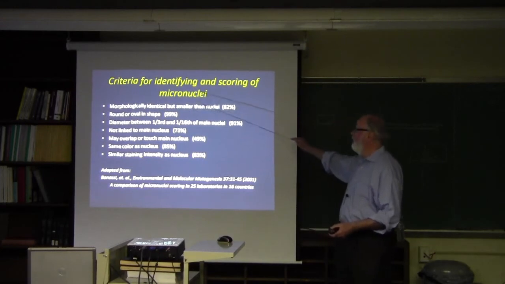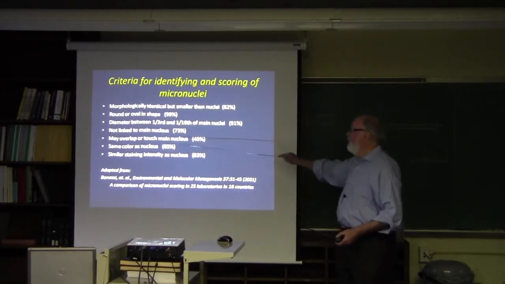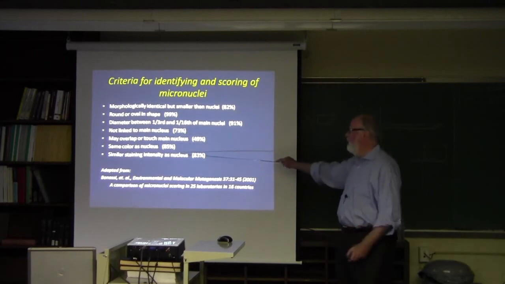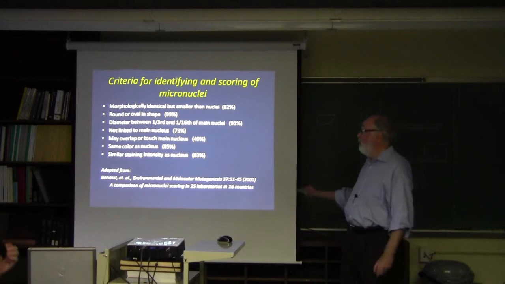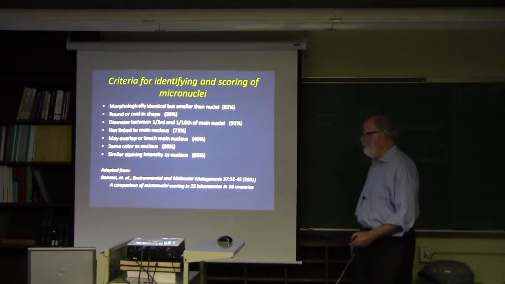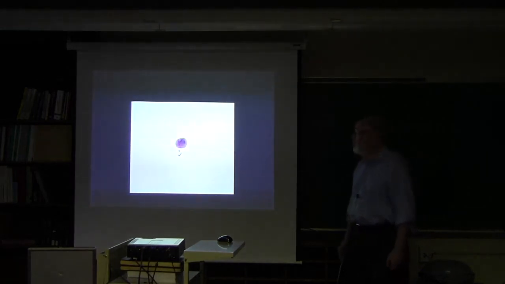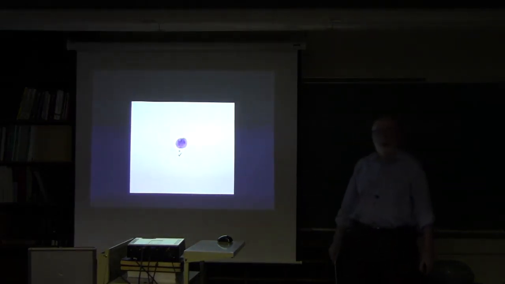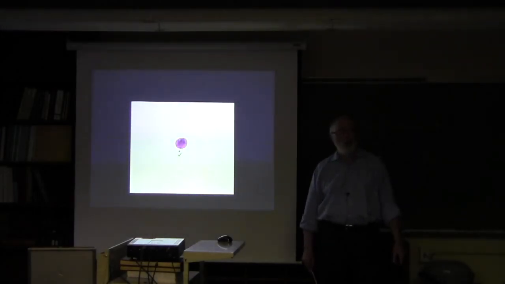Identical but smaller than, round or oval in shape, diameter, not linked, and this is the degree of compliance between the 25 labs for these different endpoints. So, examples. If you looked down the microscope and you saw that, what would you say? Was that a micronucleus? I think you'd say it was.